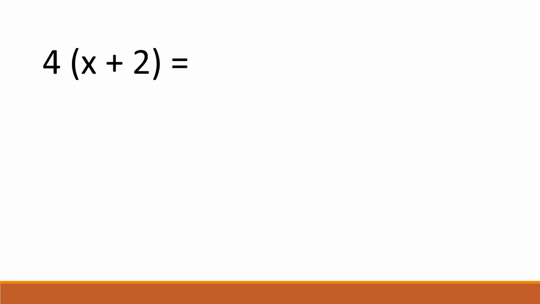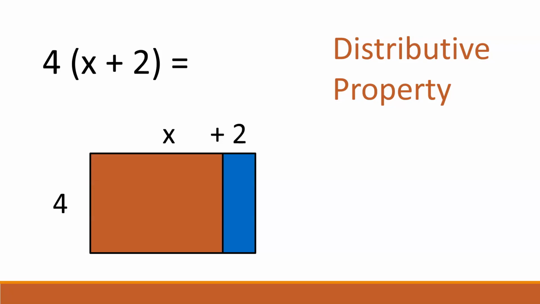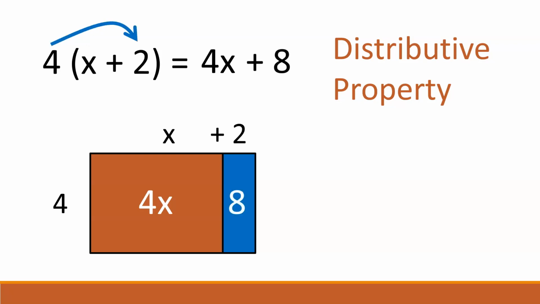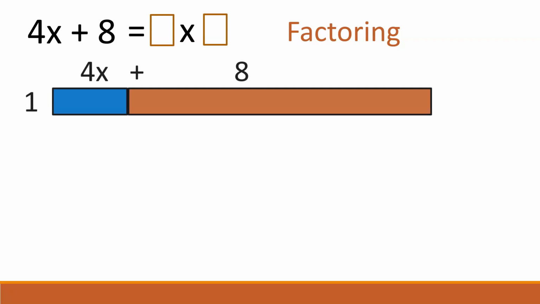One way to multiply expressions is by using the distributive property. We can represent that multiplication using an area model. And using the area model, we can see that by distributing the 4, we can find a combined area of 4x plus 8. If we go the other way with that process, in other words, start with an expression and write it as a product of its factors, we're doing what's called factoring.